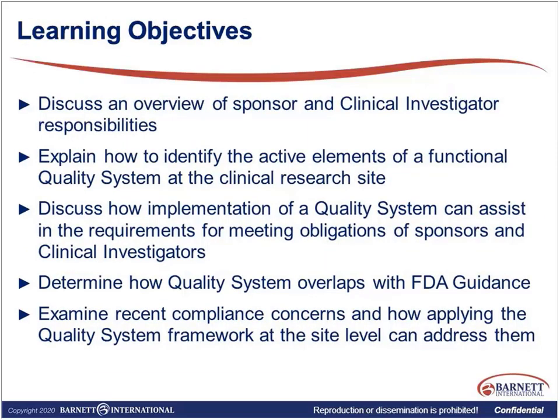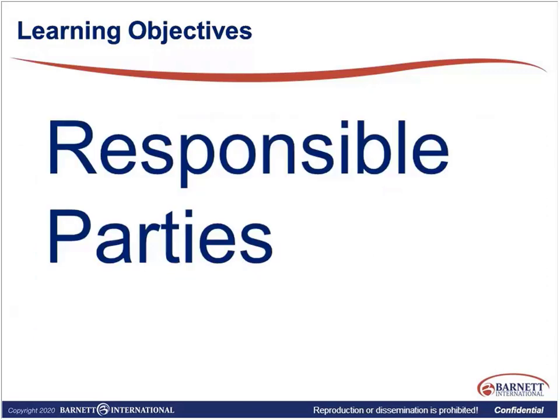We'll talk about the overview of sponsor and clinical investigator responsibilities for meeting the obligations under good clinical practice. We'll also look at the differences in quality systems and the active elements of a functional quality system and quality subsystems at a clinical investigator site. We'll talk about implementation of a quality system and how it can be used to help sponsors and investigators meet their requirements. We'll also look at how quality systems overlap with FDA guidance and look at recent non-compliance concerns when systems aren't functioning as they should.